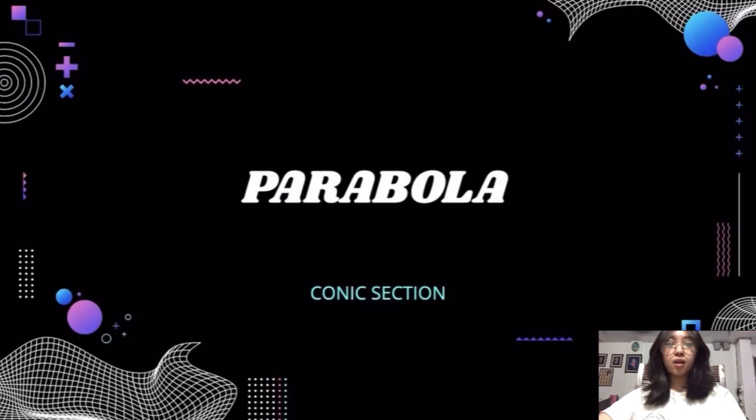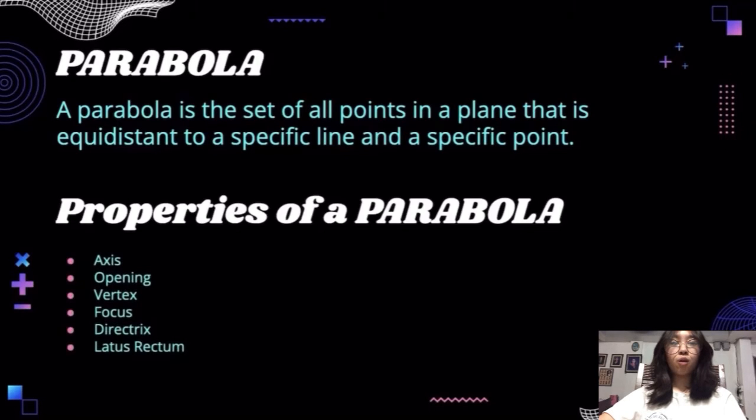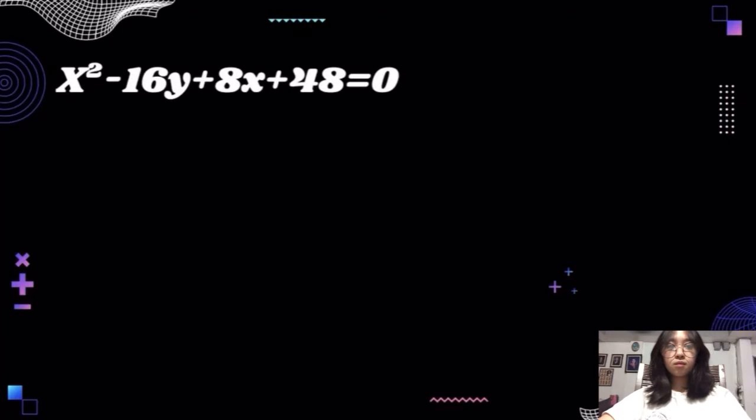The next conic section is the parabola. A parabola is the set of all points in a plane that is equidistant to a specific line and a specific point. The properties of a parabola are the axis, the opening, the vertex, the focus, the directrix, and the latus rectum. We have x squared minus 16y plus 8x plus 48 equals 0 as our example to solve for the properties of a parabola.